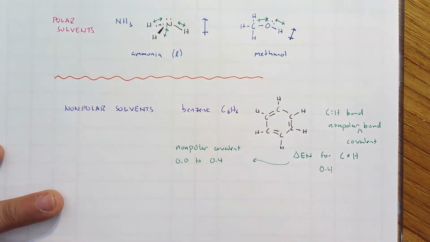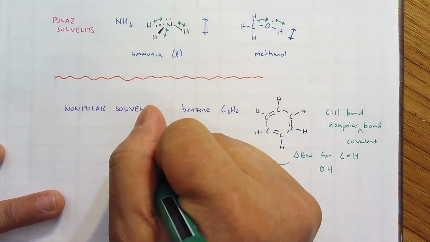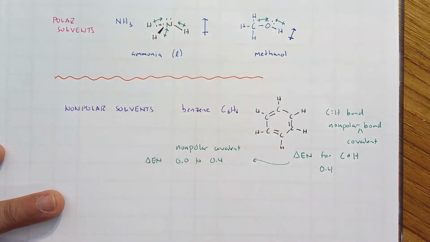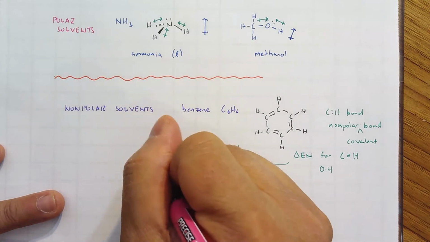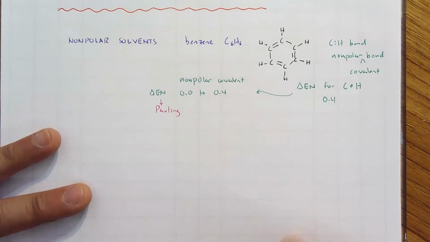Where are these numbers coming from? Again, this is the difference, the delta electronegativity. We're getting electronegativities from the Pauling electronegativity table.